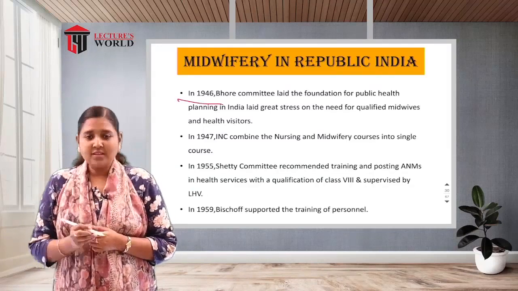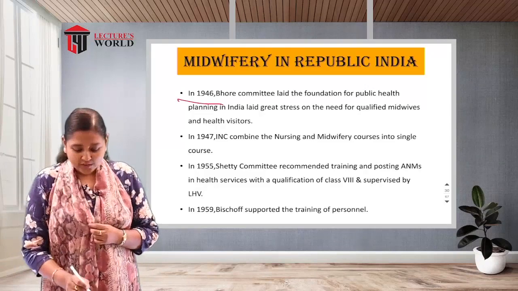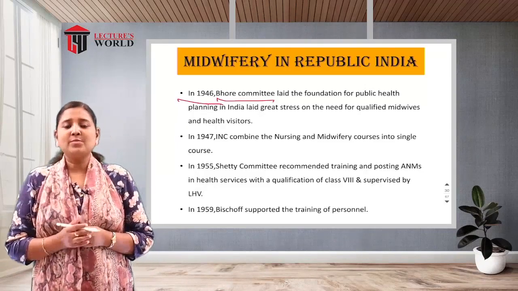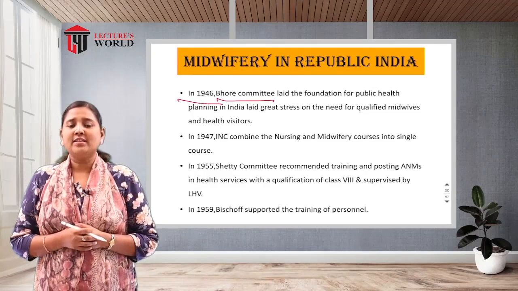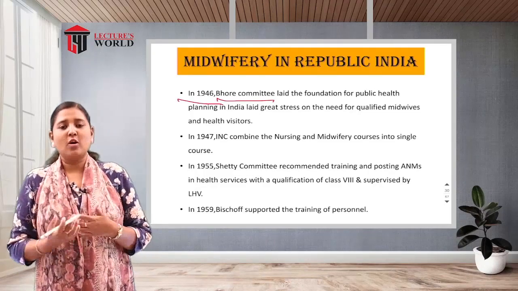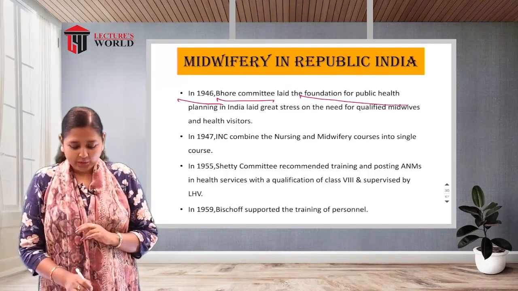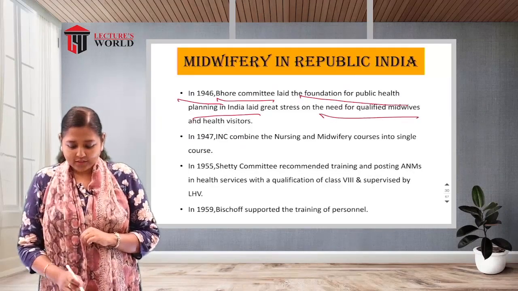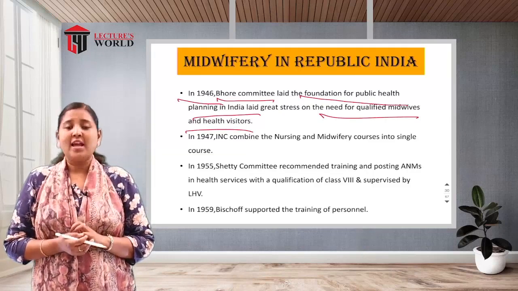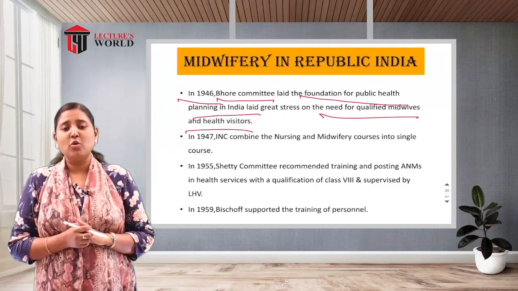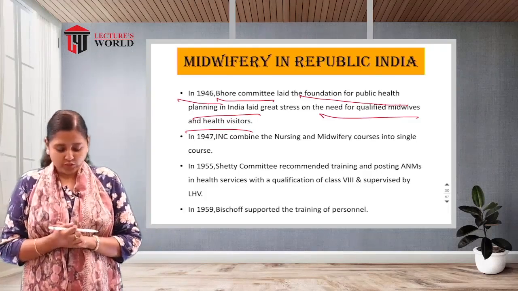In 1956, the five-year plans were started. So many committees were started, and the first committee was the Bhore Committee. These people made many surveys in the country to identify the reasons for the health status, or how the country is in health condition. So they laid a public health plan in India, noting that there were fewer qualified midwives and health visitors, and thereby more morbidity and mortality in both mothers and neonates.